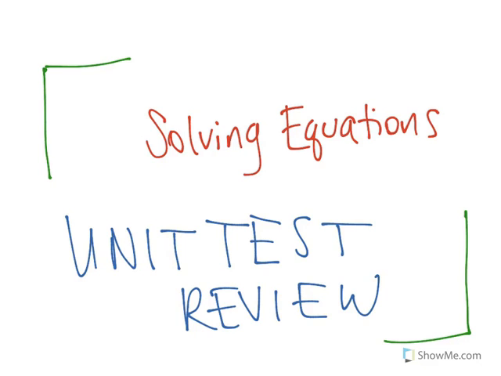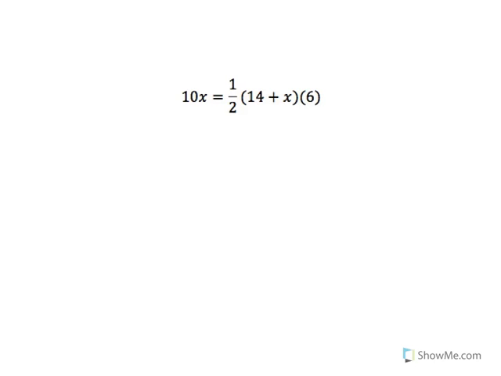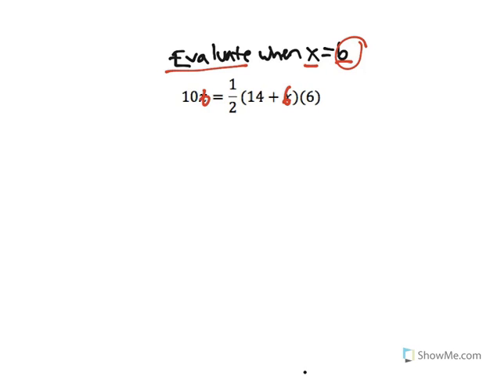Solving equations test review. It got cut off, but on the test it says evaluate when x equals 6. Whenever you see the word evaluate, a variable and a number, just put this number wherever you see the variable. So we would put a 6 here and a 6 here. And then rewrite the equation neatly.